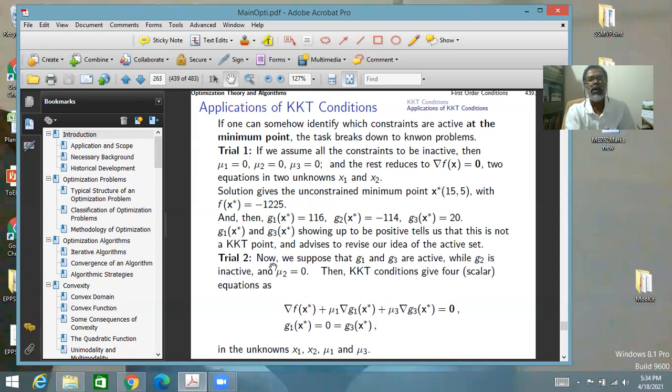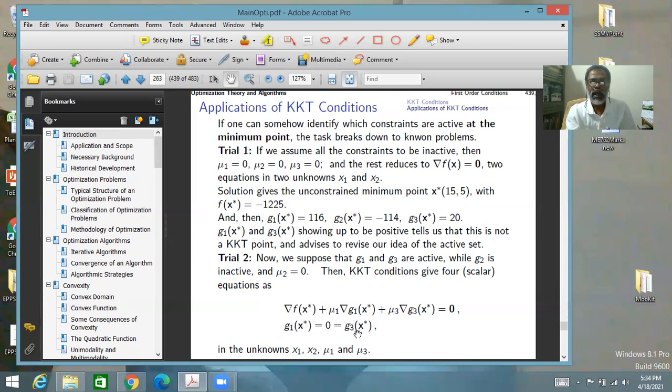So in trial 2, we say G1 and G3 are active. G2 is still inactive, and if G2 is inactive, then mu2 is 0. Then we put everything in the KKT conditions again, and we get 4 scalar equations. This is the gradient condition. See, mu2 grad G2 is missing because mu2 is 0. And these are the two active constraints, so the constraint functions should be 0. 2 scalar equations here and 2 here.